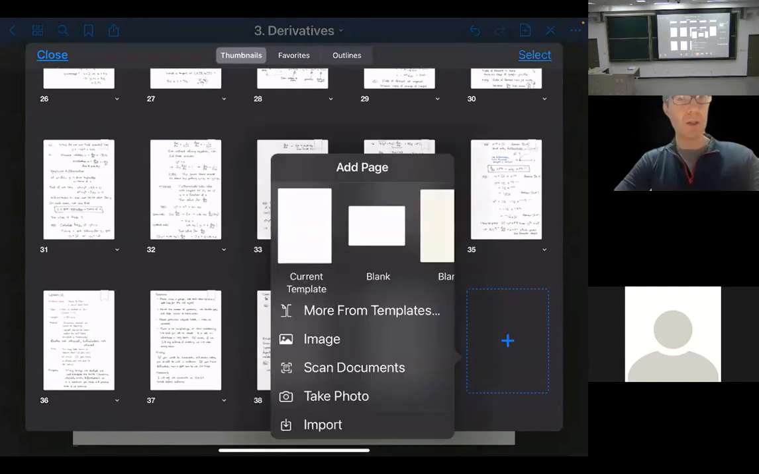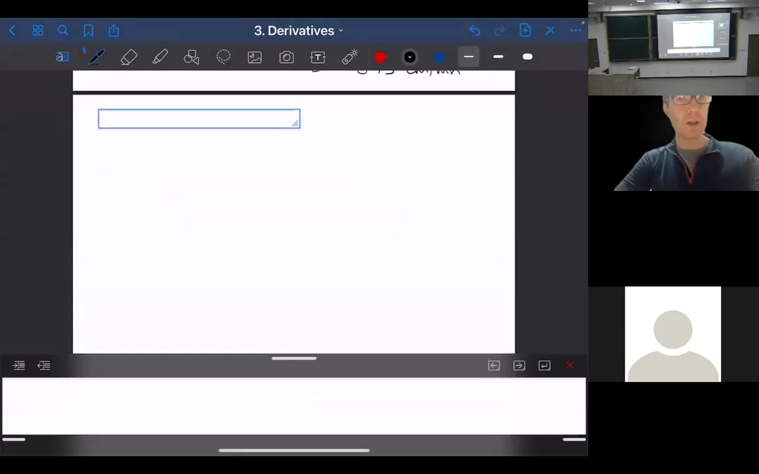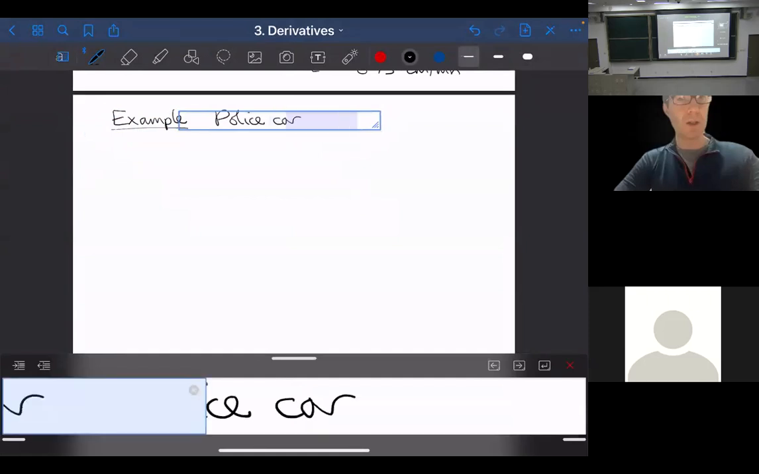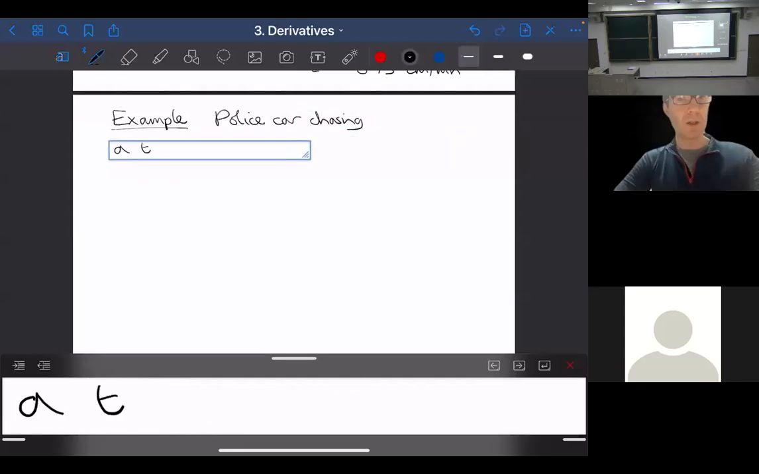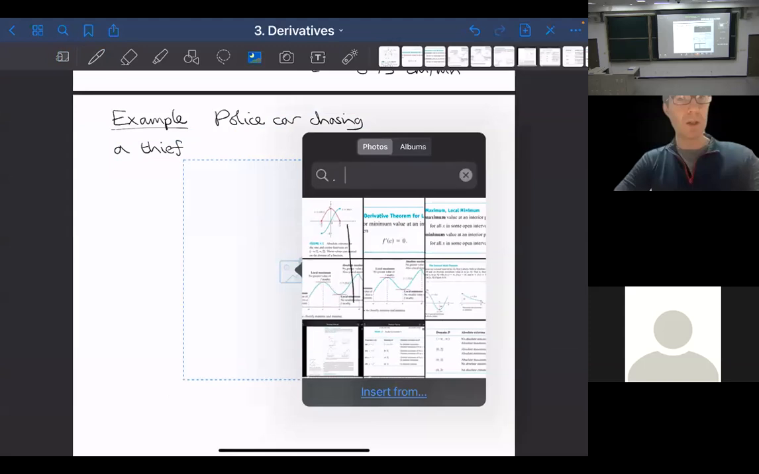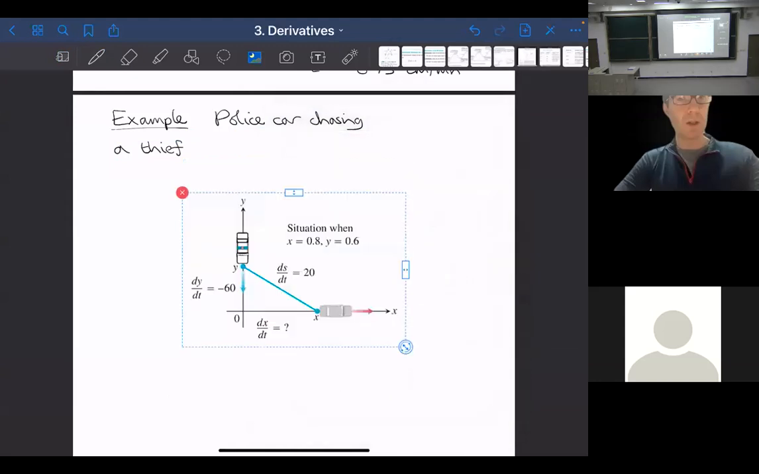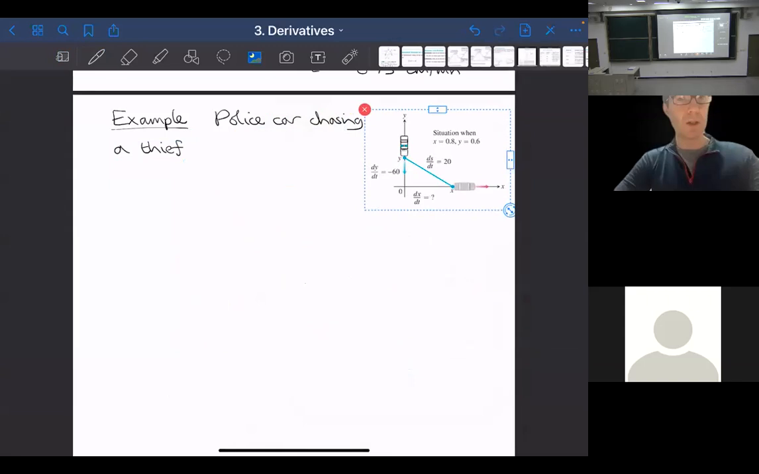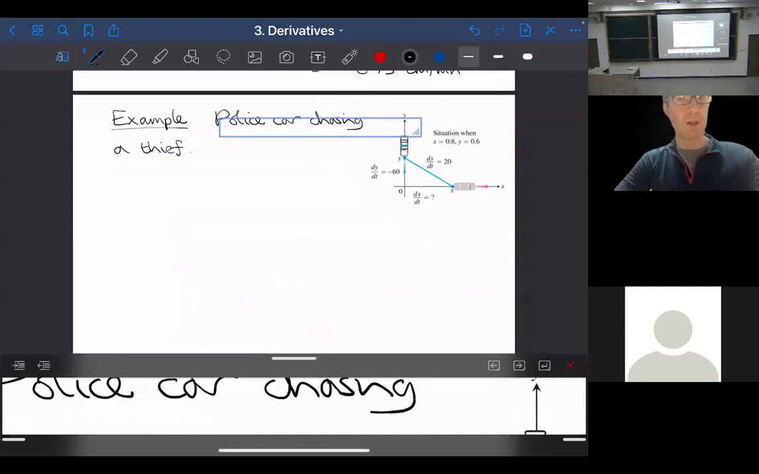Oh, so I'm trying to add a new page. Yeah, there we are. So, another example. So in this example, we have a police car chasing a thief. So here's the police car.